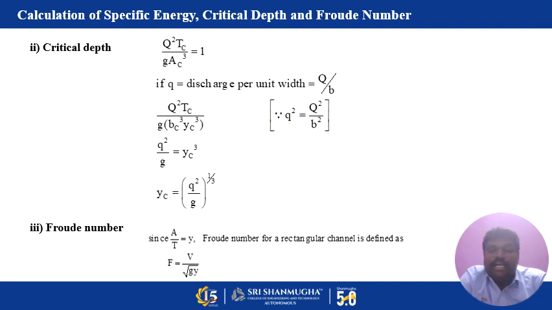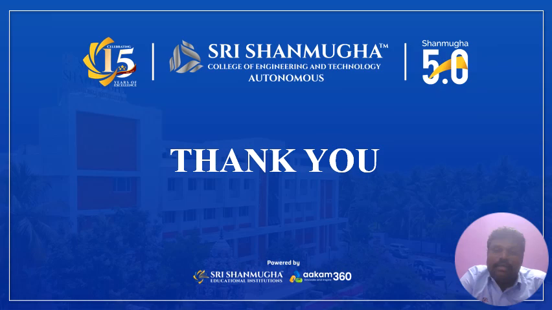Similarly, for critical depth, Yc is equal to q square by g, the whole power 1 by 3. In the case of Froude number, A by T is equal to Y, so F becomes V by square root of gY. So this is all about the condition for specific energy, and how to calculate the minimum critical energy, critical depth and Froude number for rectangular sections. Thank you. The remaining we will discuss in another class.